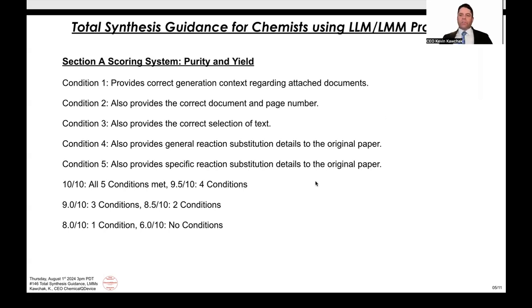And condition 5 was basically that you have a different type of reaction that the AI model is recommending over the original paper. So 10 out of 10 is all 5 conditions met. It was actually done once by the organic chemistry model, but there were a lot of 9.5s, which is 4 conditions, 9.0s, which is 3, 8.5, which is 2, and then 8.0, which is 1, or 6.0, no conditions, meaning that it didn't really pick up on the context of the paper.